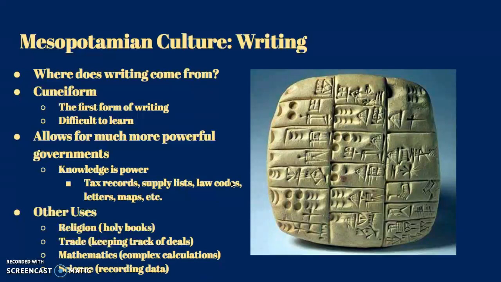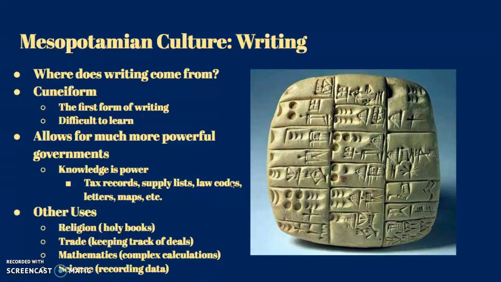You could write down law codes to keep all of your citizens obedient and working together. You could use letters to exchange information with important people. You could use maps to keep track of your territory and all sorts of stuff. So writing makes kings much more powerful because they actually know what's going on because they can use this system of writing.